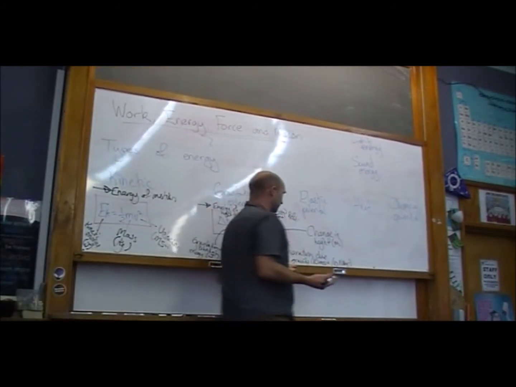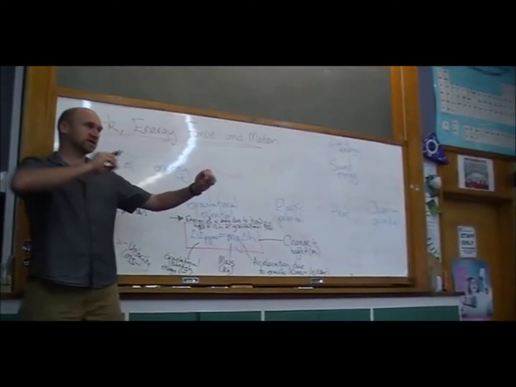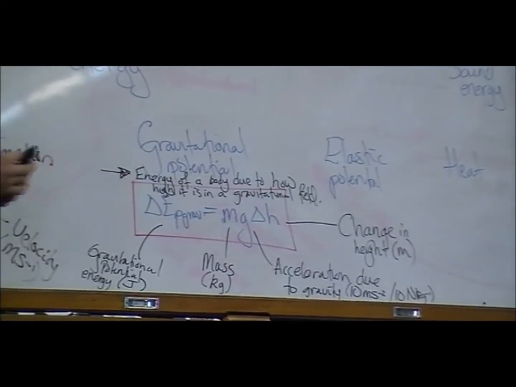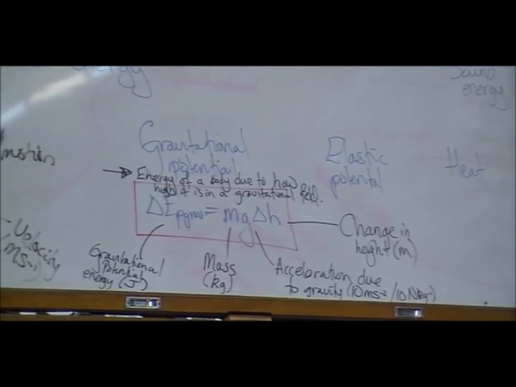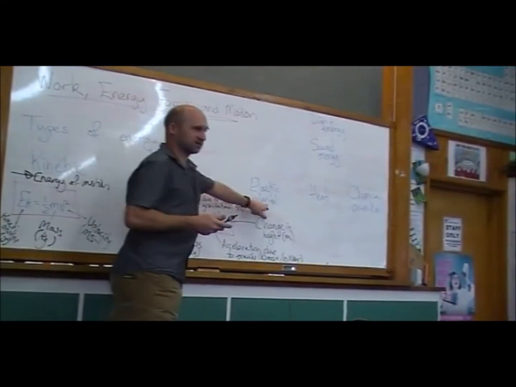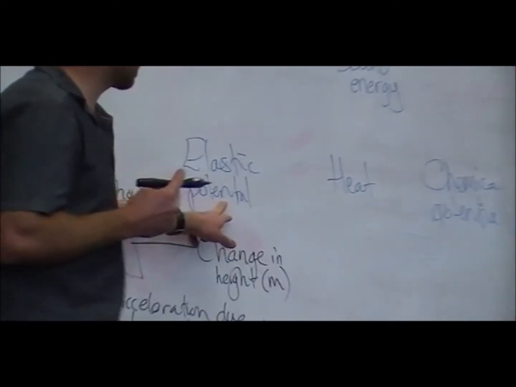Elastic potential energy. When we think about elastic potential energy, we think about the energy that we store in something as we stretch it or as we compress it. So we know that we can store energy like in a catapult, pulling back on the catapult, then letting it go. We don't have to calculate elastic potential energy until next year.